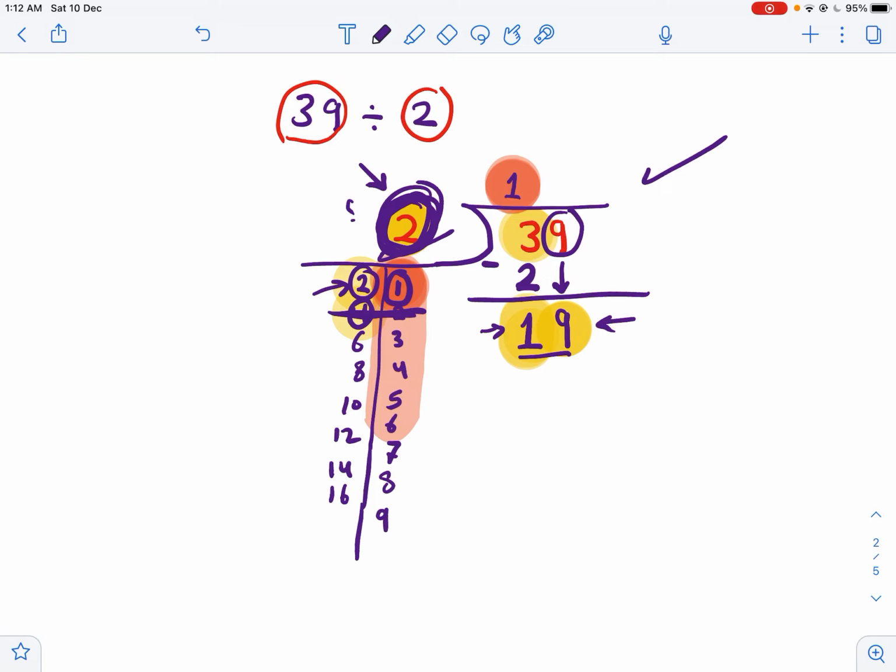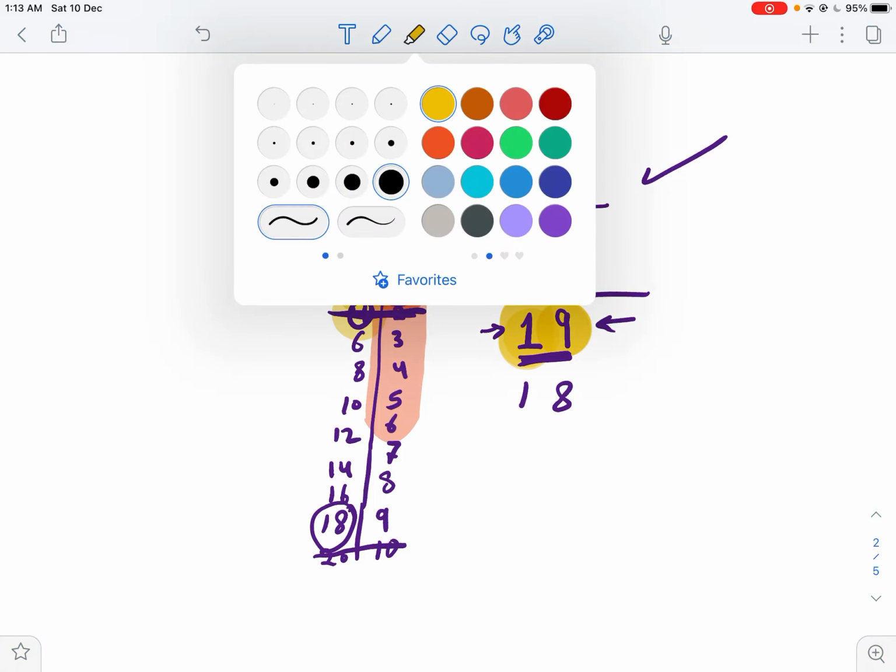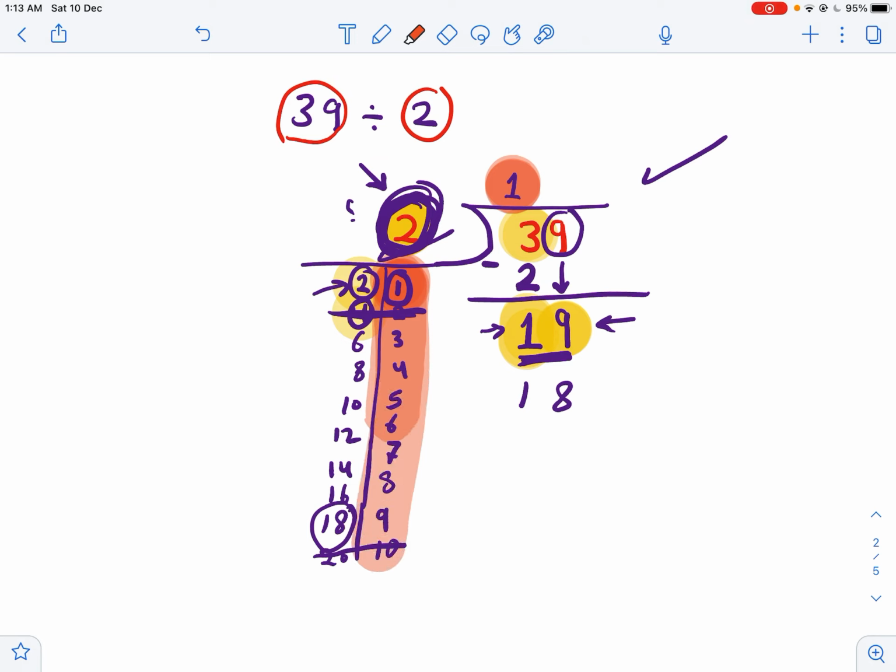9 times 2 is 18. Now 10 times 2 is 20. Now as you can see here, the 20 is bigger than the 19. And as we just said before, the bigger number doesn't work. So I need to cross it, and I will take the number that is directly before it, which is the 18. Now what was the hero that gave me this 18? Here, as you can see, the 18 is here. The hero was the 9. So I will take this 9, I will write it up here. So this is my second hero.